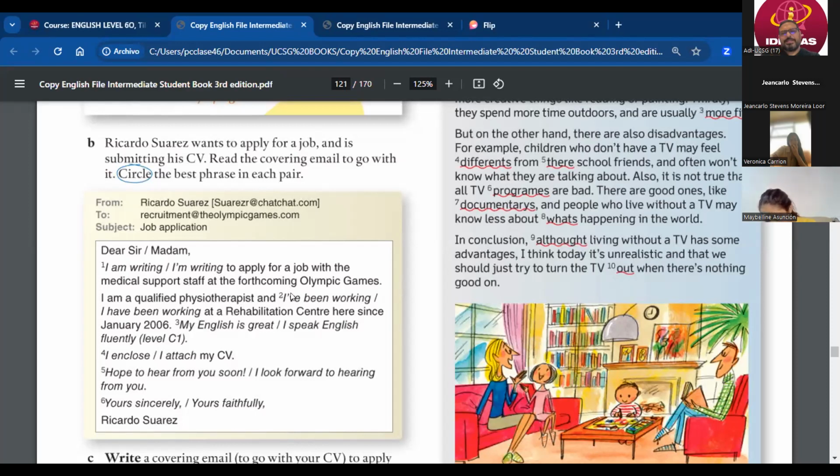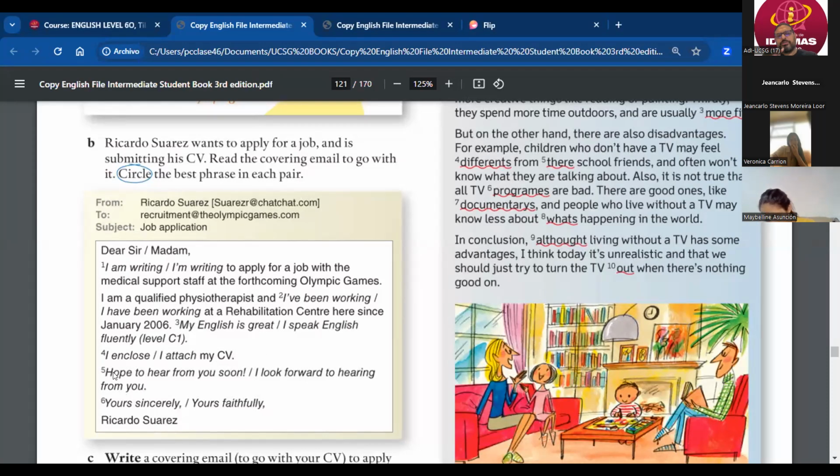I am qualified, and then on the second paragraph, you begin first specifying what is the job you're applying with. The second paragraph starts with your qualification. So if you're going to apply for a position in a certain company, what are your qualities? And we finish with I enclose or I attach my CV. Adjuntar, attach. The curriculum.